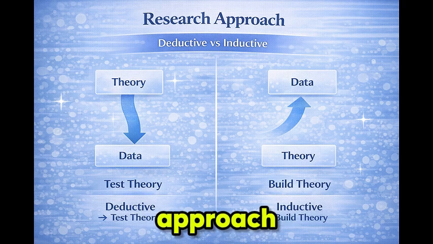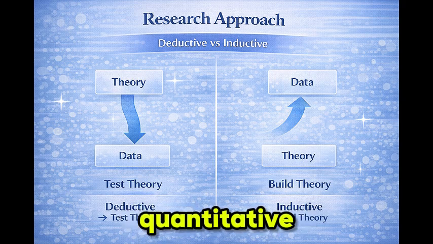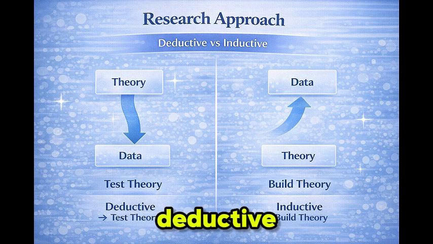An inductive approach starts with data. You collect information first, and then develop theory from patterns you observe. For example, interviewing workers in an unfamiliar industry to understand how motivation operates. In general, quantitative research tends to be deductive. Qualitative research tends to be inductive.